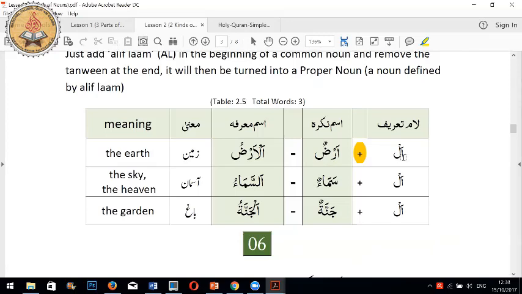As soon as I add alif lam in the beginning, the tanween, one stroke, will leave. Al-ardu, one stroke will be removed. So the meaning will be the earth, al-ardu. Ardun means earth. Al-ardu, the earth. And another example, sama'un, al-sama'u, as-sama'u.